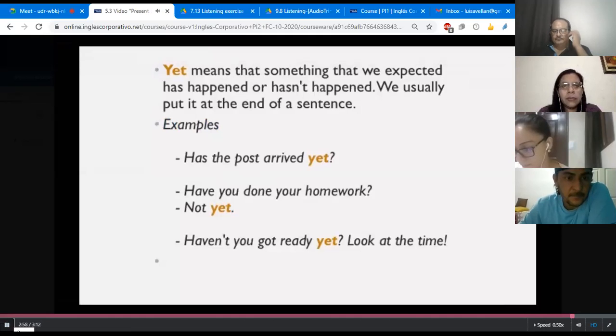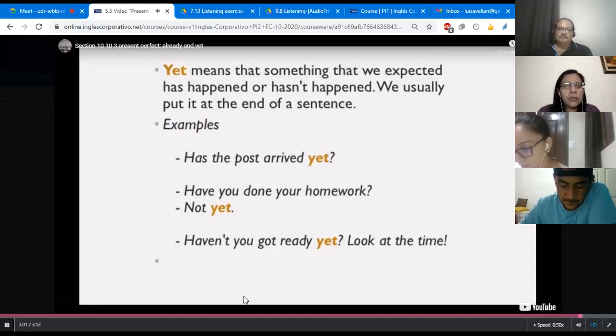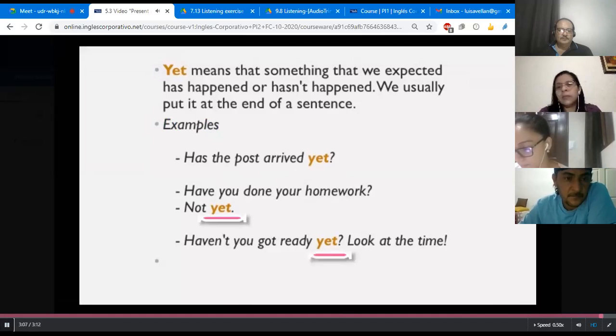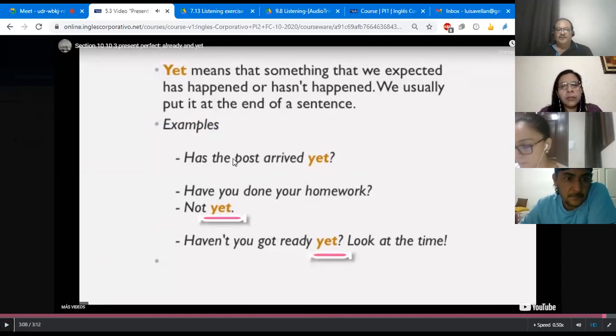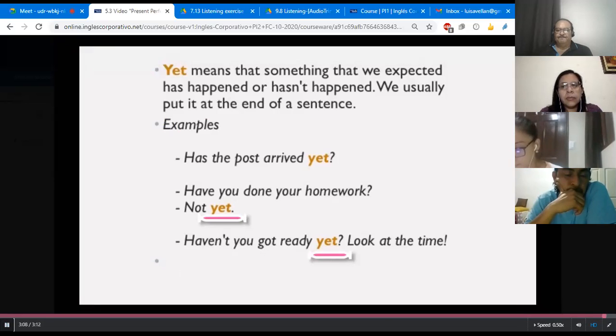Okay. Sentence examples. Has the post arrived yet? Have you done your homework? Not yet. Haven't you got ready yet? Look at the time. Have you had dinner yet? Have you done all the exercises on the platform yet? And then it says, haven't you got ready yet? Look at the time. This is when you get dressed to go to a party.